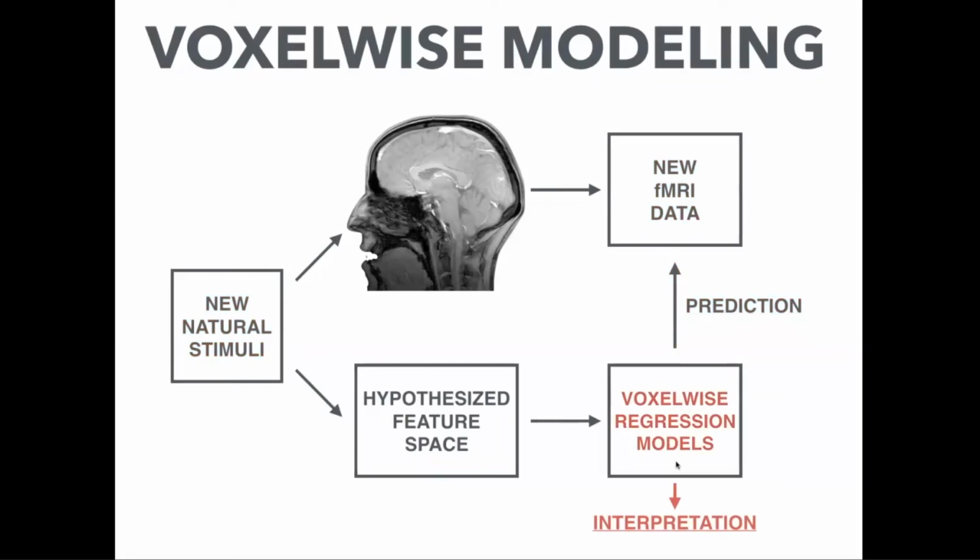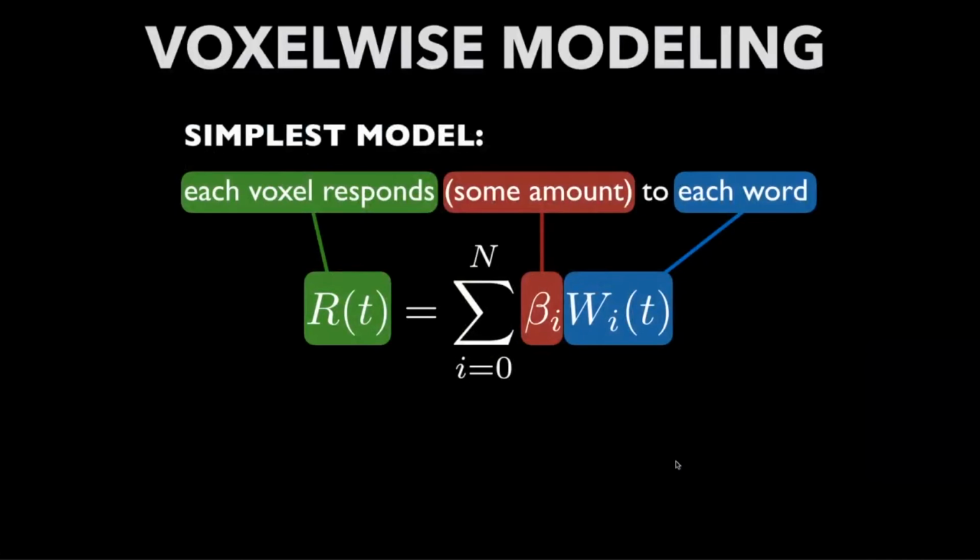And I'm going to start with a straw man model that we're going to replace with a much better model as we go. A really simple model that we could fit for this data is that each voxel responds some amount to each word, like table or penguin. Every time you hear the word penguin, each little piece of your brain is either going to not respond at all, or increase its response a little bit, or decrease its response a little bit. That's what this is saying.